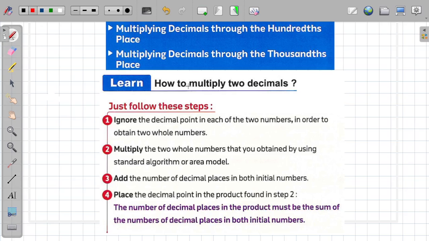First, we want to learn how to multiply two decimal numbers. First, ignore the decimal point in each of the two numbers in order to obtain two whole numbers. After that, multiply the two whole numbers that you obtained using the standard algorithm or the area model. You have two ways and you choose your favorite one. After that, add the number of decimal places in both initial numbers, and then place the decimal point in the product found in step 2.